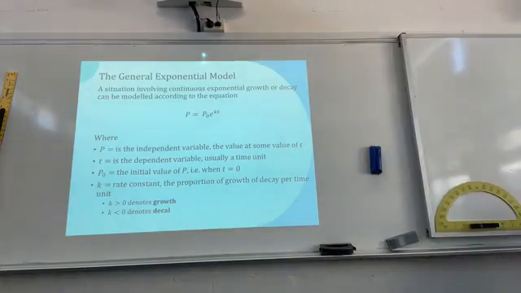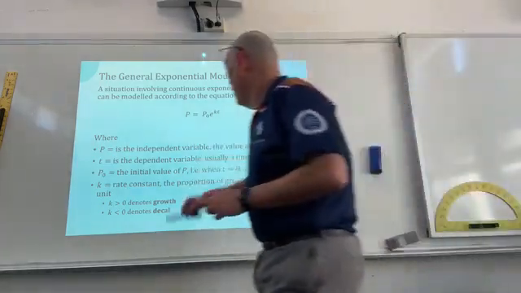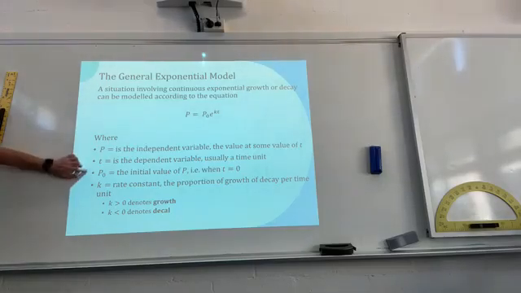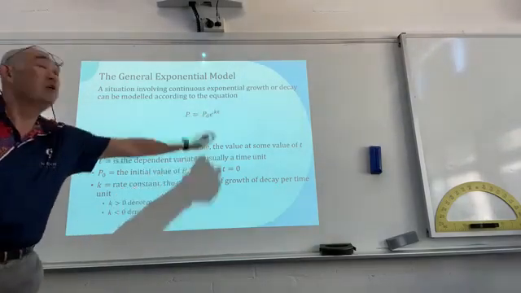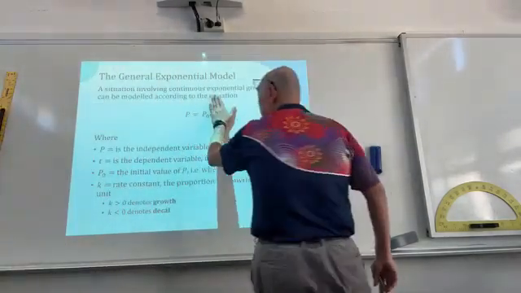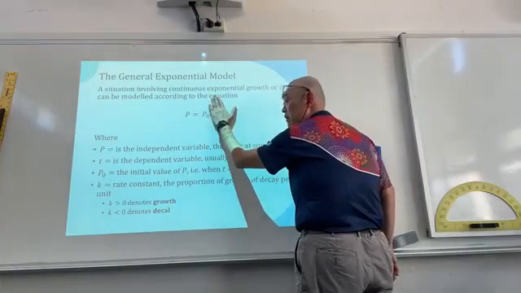Now, let's think about the general exponential function. We've got a situation involving continuous exponential growth or decay. It can be modeled by P equals P naught e to the power of kt, where P naught is the initial value of P, that is when time t equals 0. So remember, if you need to look for the initial value, set t to 0. If you set t to 0, what happens? e to the power of 0 is 1. Therefore, P is P naught, correct? So when this is 1, P naught equals P naught.